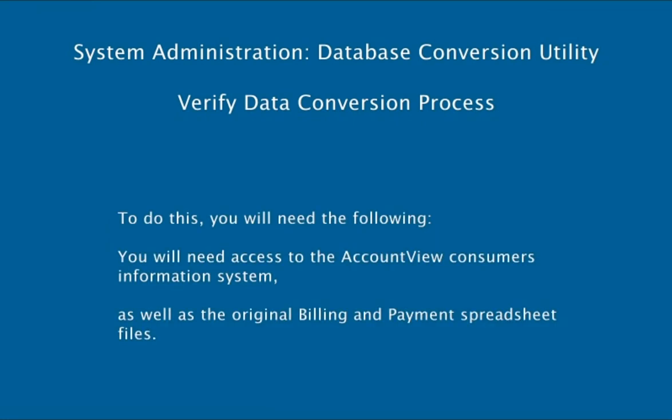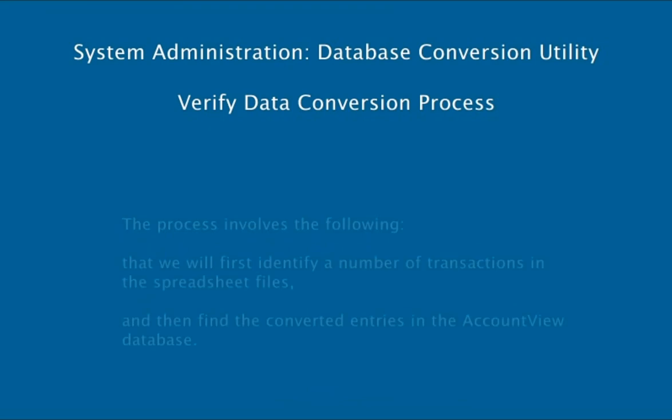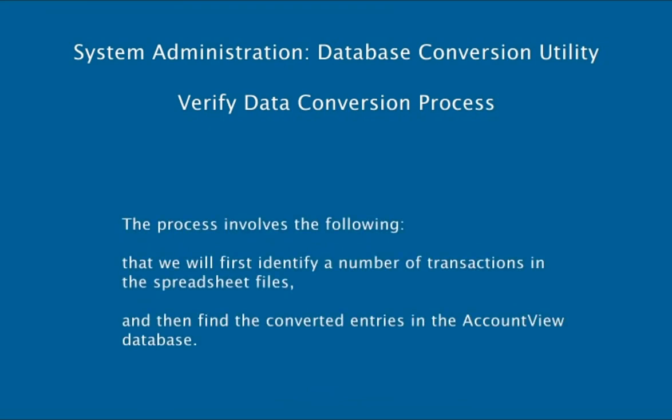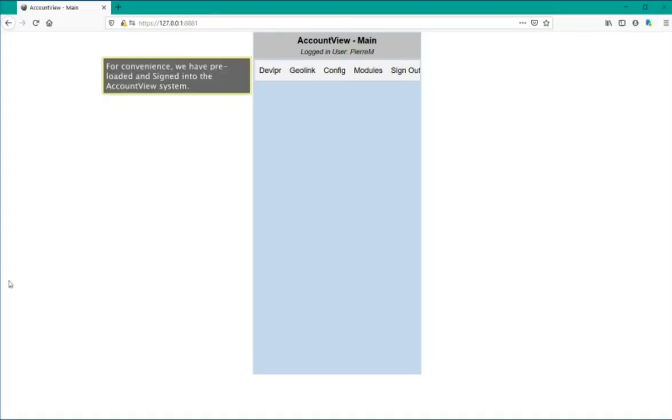To do this, you will need the following. You will need access to the Account View Consumers Information System, as well as the original billing and payment spreadsheet files. The process involves the following. That we will first identify a number of transactions in the spreadsheet files, and then find the converted entries in the Account View database. For convenience, we have preloaded and signed into the Account View system.